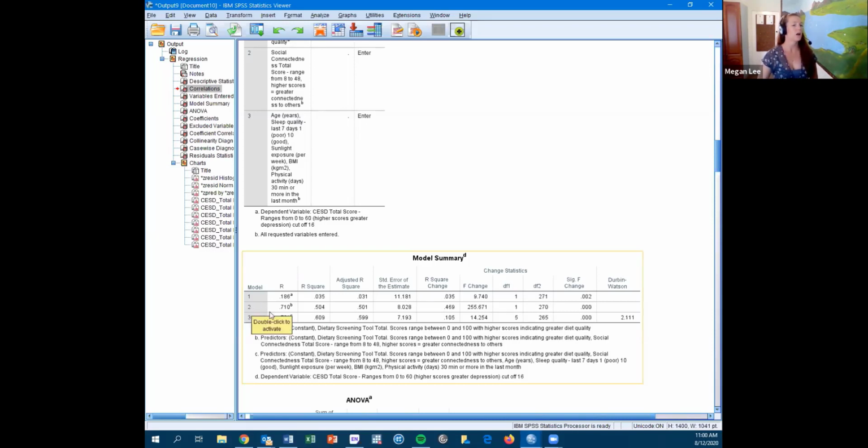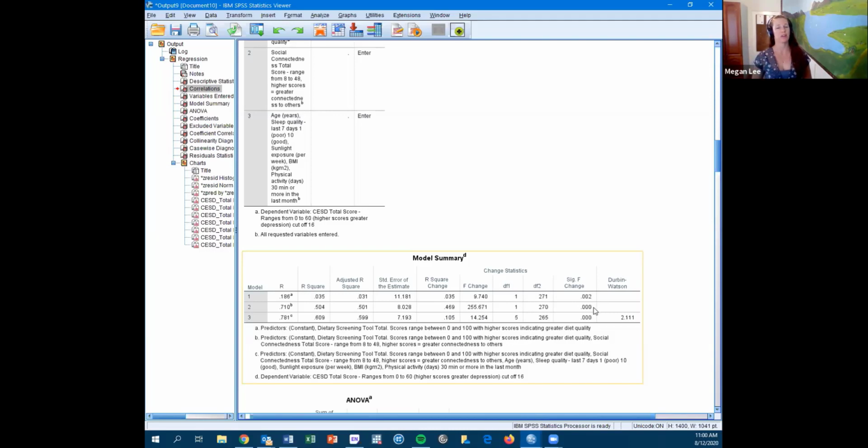Can you tell me what R squared is if we convert it to a percentage? 50%. So when we add social connectedness, it takes up about 50% of the variability in depression. That's huge. That's half. Think about that for a second. Now our R squared change is 46.9%. So adding social connectedness adds 46.9% more variability in depression than just having diet quality.